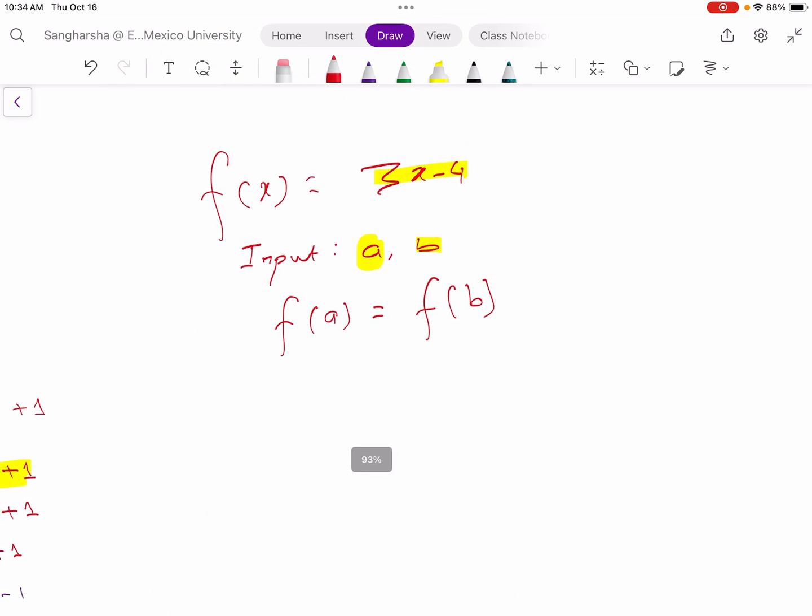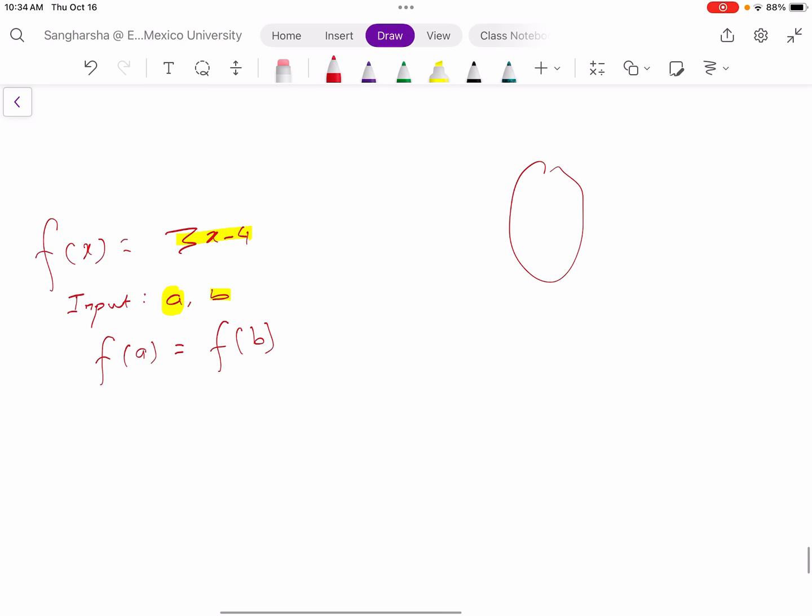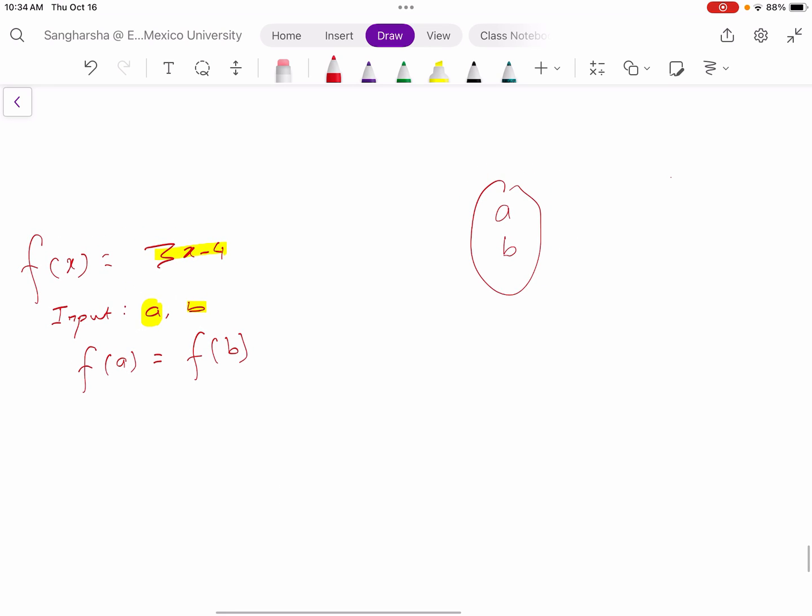Like in a mapping diagram, we have an input A and an input B here, and we have an output f of A and f of B. And f of A and f of B are equal to each other. They are the same. That's our assumption. So we have two different inputs A and B at first, but the output of A, f of A, and the output of B, f of B, are exactly the same thing. That's our assumption, but we are not sure.